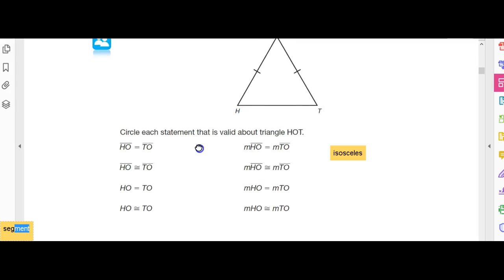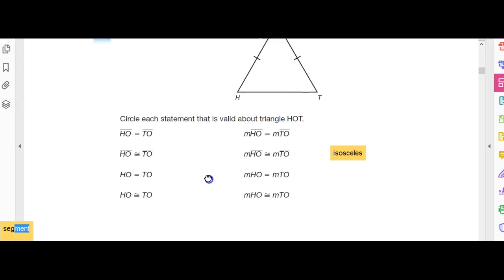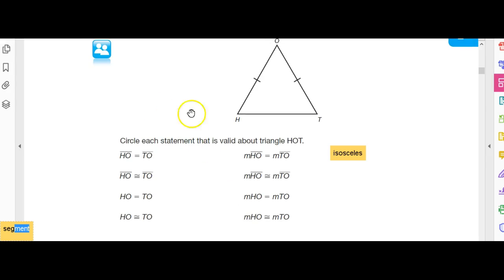All right, now we have to figure out which of these are valid and which are not. So you should pause the video here and see if you can do these on your own. I'll give you a moment, and then I'm going to give you the answer here. Okay, did you figure it out?